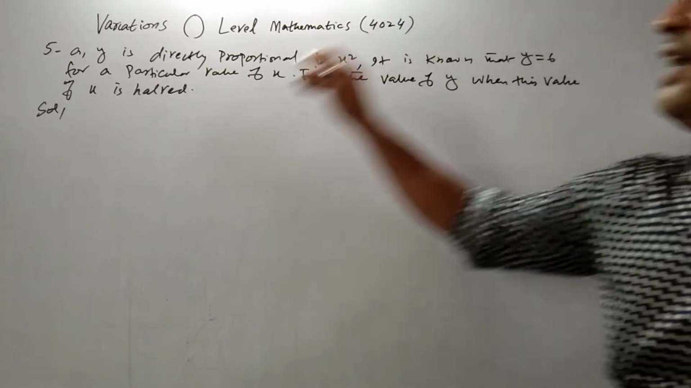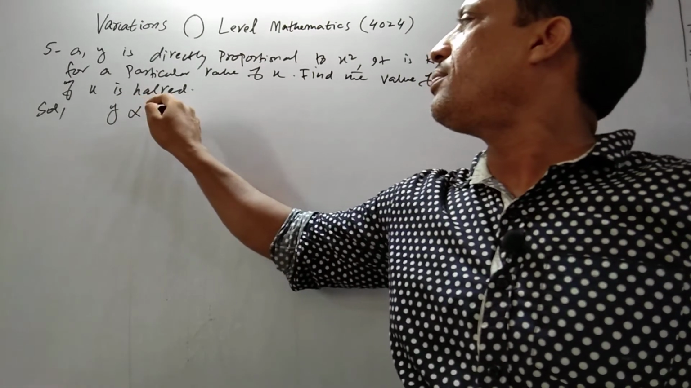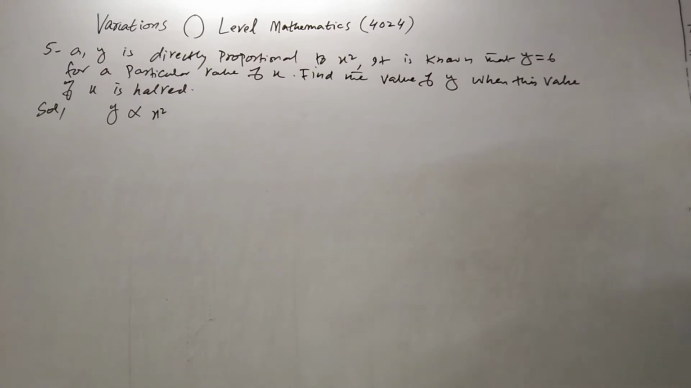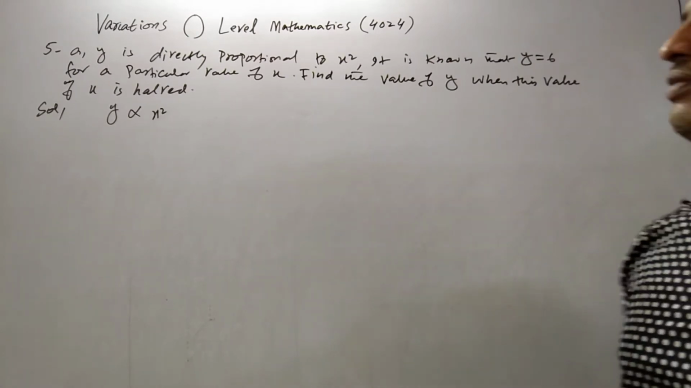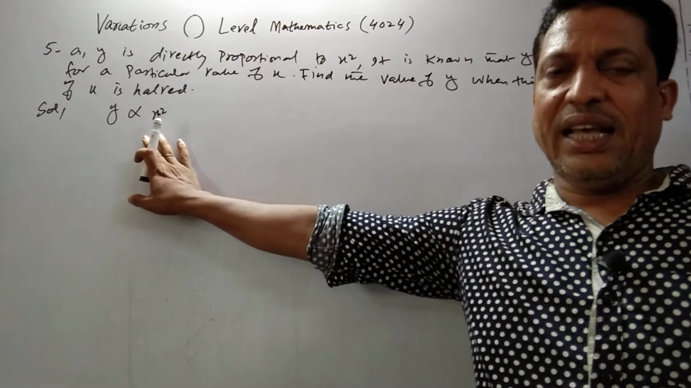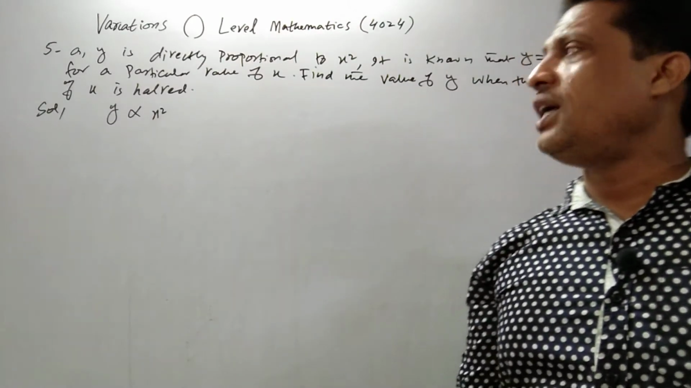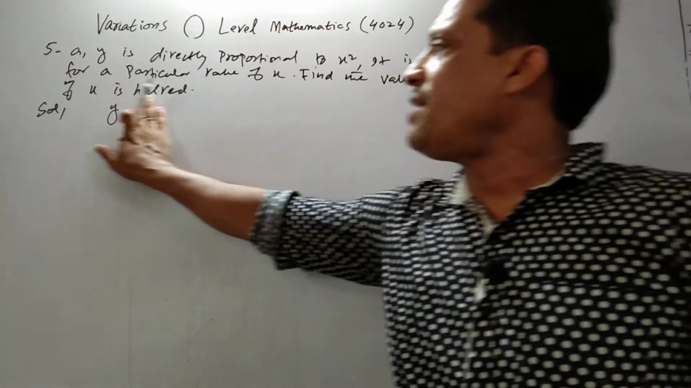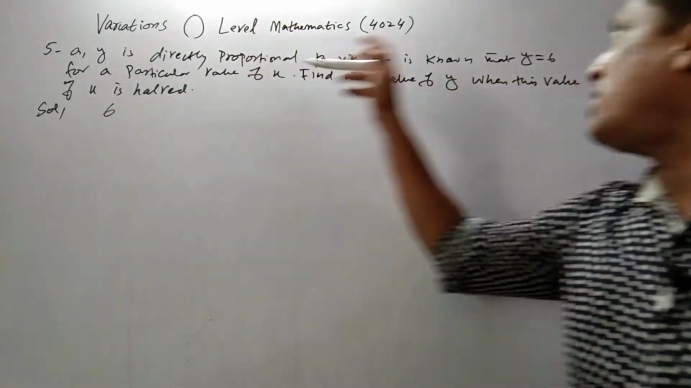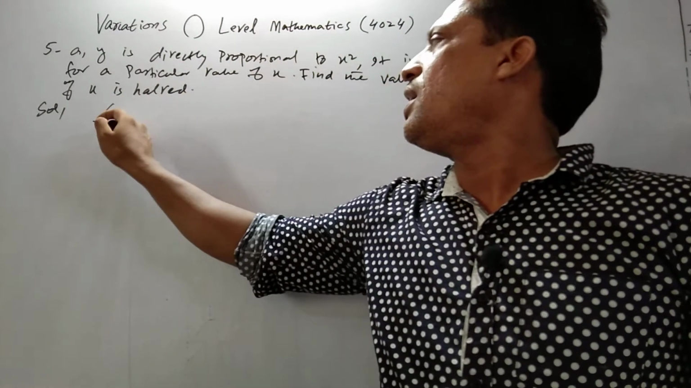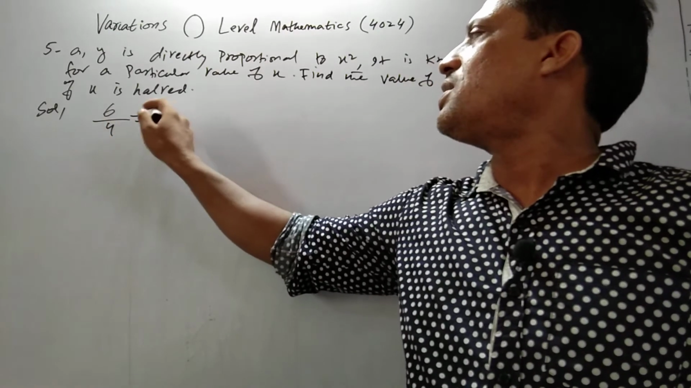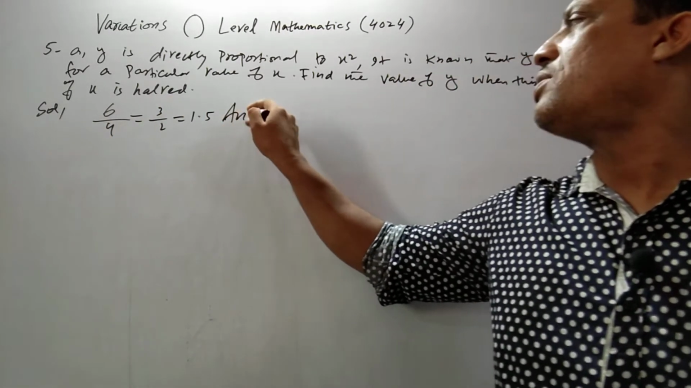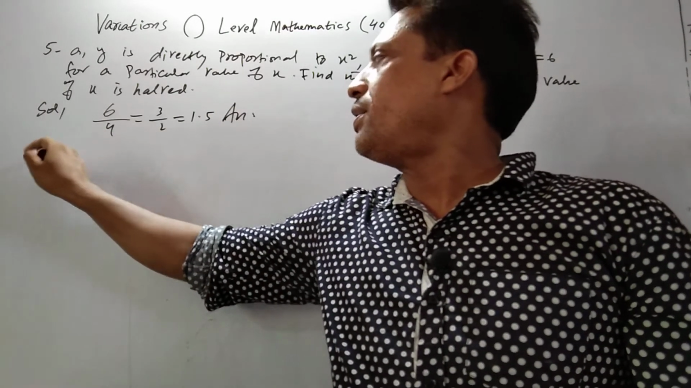Y is directly proportional to x square, but when we halve the value, then half the value of x, and half squared is 1 over 4, the value of y decreases 4 times. Hence our answer: the value of y is 6 divided by 4, which is 3 upon 2, and 1.5 is the answer. I hope you understand.